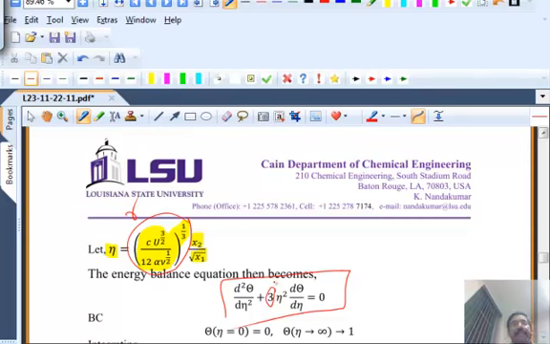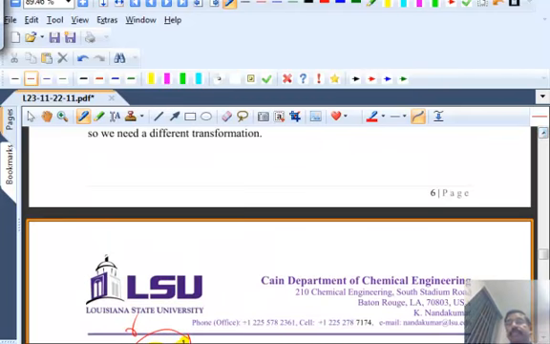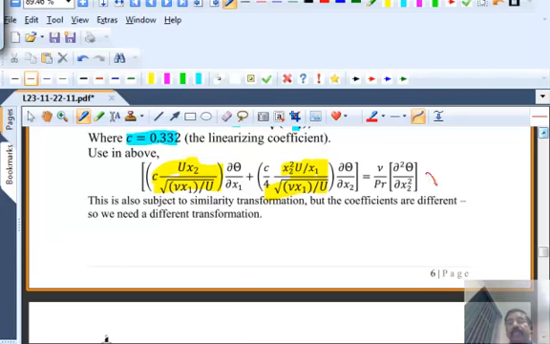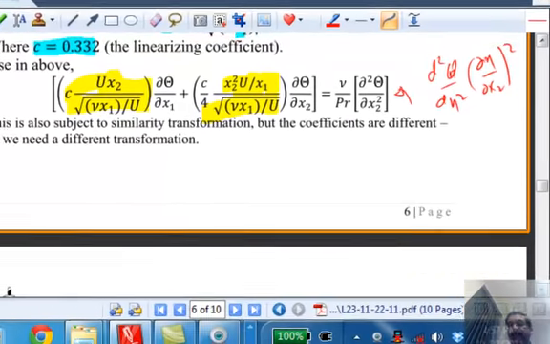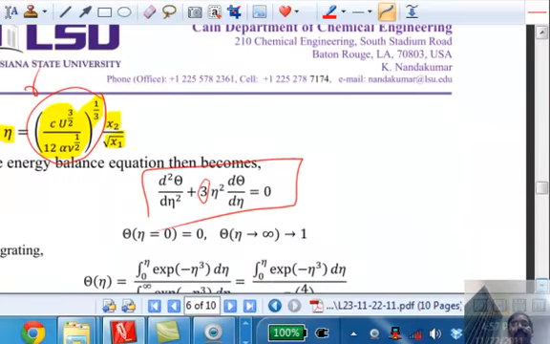value, 3 eta squared d theta d eta. And that again is exactly the same procedure that we went through for Blasius's equation. That is, take all the partial derivatives. So you will write this as d square theta d eta square times d eta dx2 square, etc. Every one of them you need to do that, by applying the chain rule and simplifying. Eventually you get this.